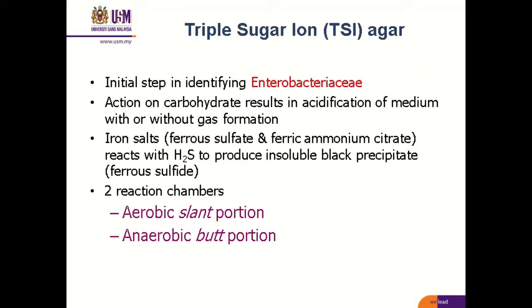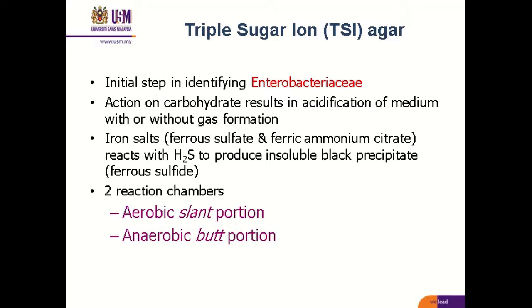So the triple sugar iron test, TSI agar, is the initial step in identifying Enterobacteriaceae. It acts on carbohydrates and results in acidification in the butt of the tube, and also you can see whether there is gas formation and also whether there are iron salts which react with H2S to produce insoluble black precipitates in the TSI agar.